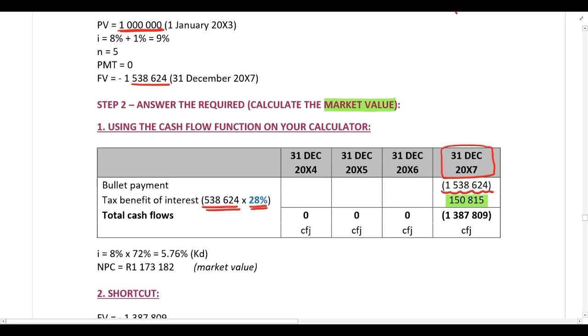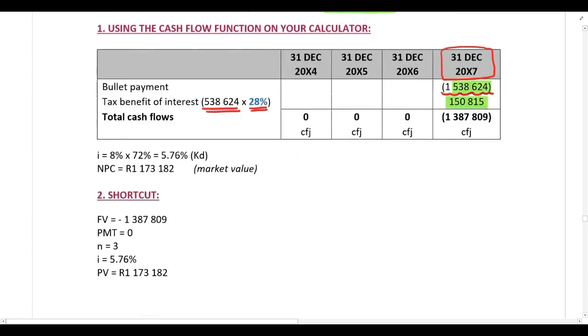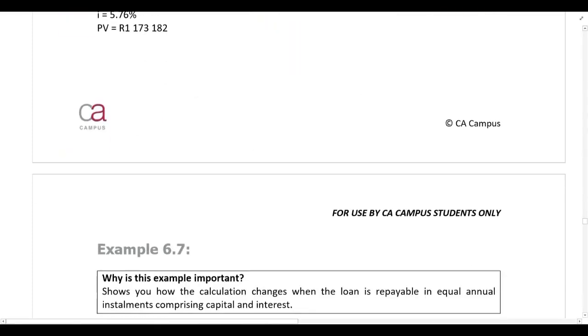So you can see the company doesn't get the tax deduction for interest as it accrues over the period. The interest is only paid on the 31st of December 20x7. So when the interest is actually paid, the company gets this tax deduction or the tax saving. And now in this example, because your annual cash flows are equal, there are no annual cash flows, your payment is 0, you can also use the shortcut in this example. All right, but that's the only thing that changes. Please work through that, make sure that you're happy with that.